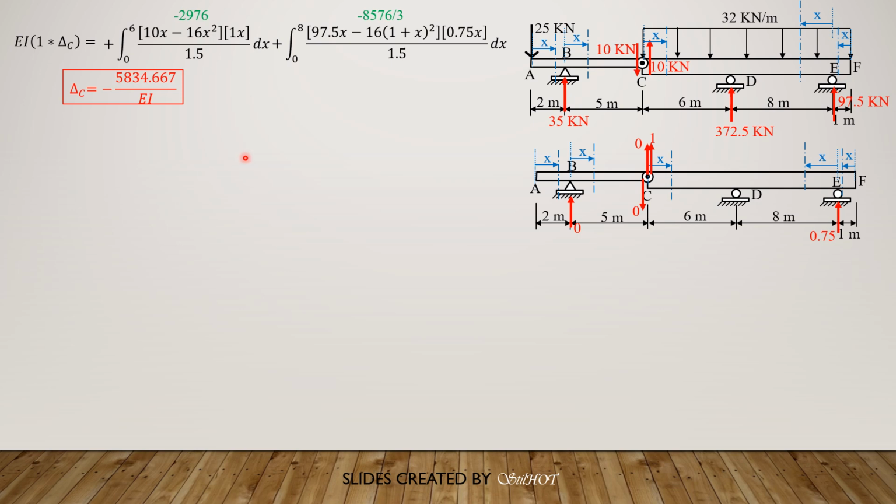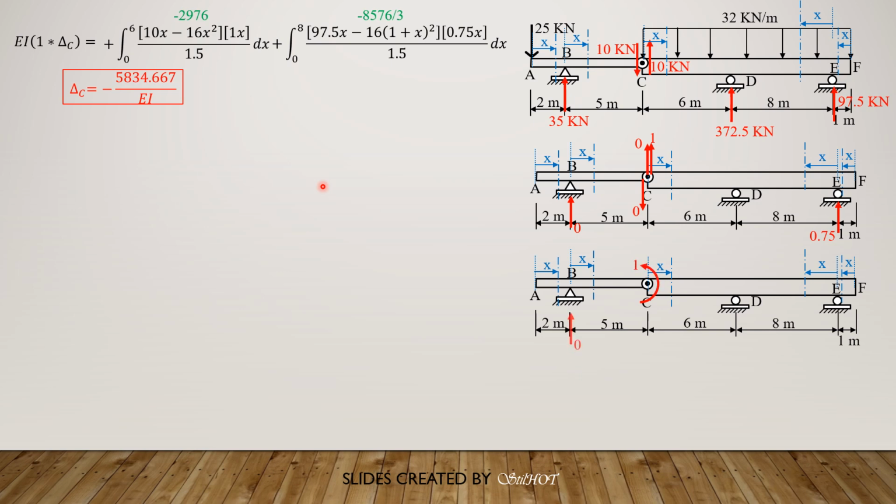And finally, we apply a unit counterclockwise couple just to the right of C to solve for theta C just to the right. So the reaction here would be 0, because if we consider only AC, remember this couple is just to the right, so it is not part of the free body diagram. So reaction times 5 equals nothing. Therefore this is 0. Then just to the left, the reaction is also 0. Then just to the right, the reaction would also be 0 by action-reaction.